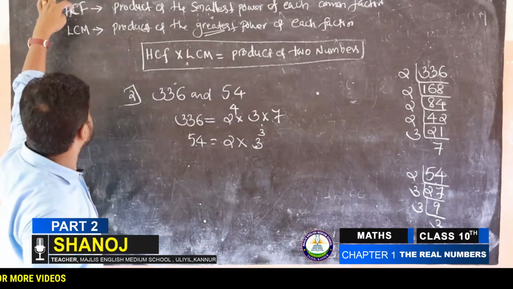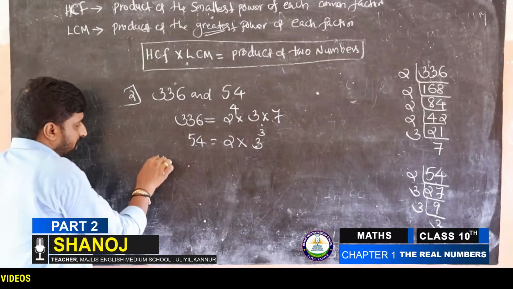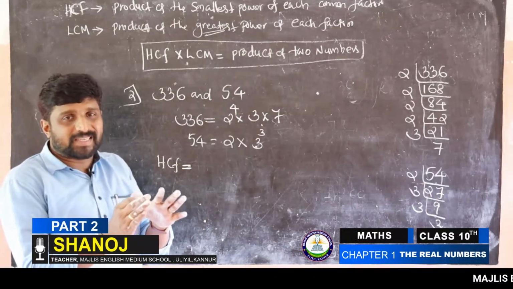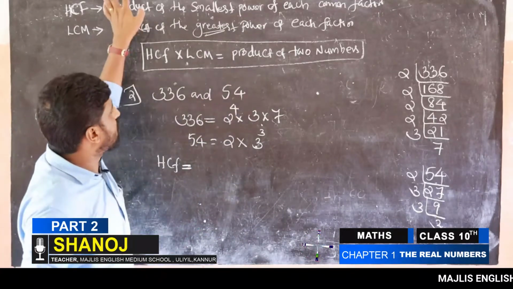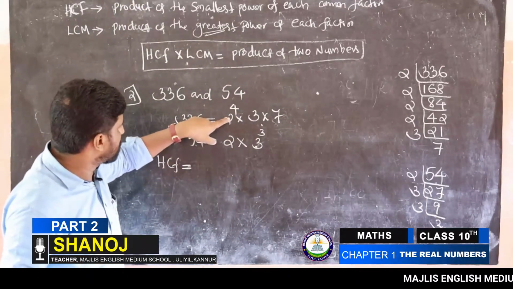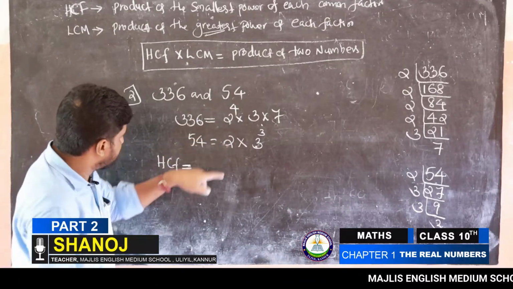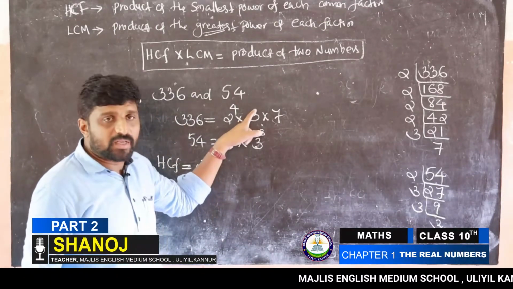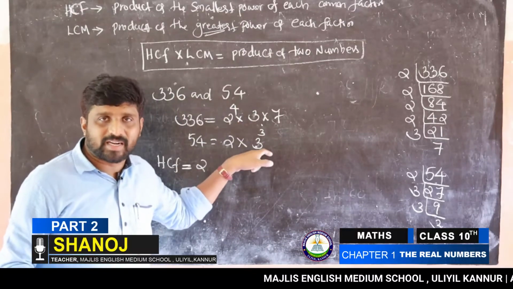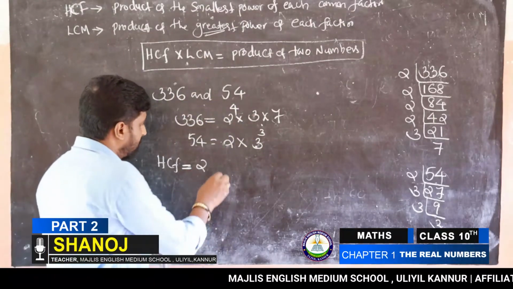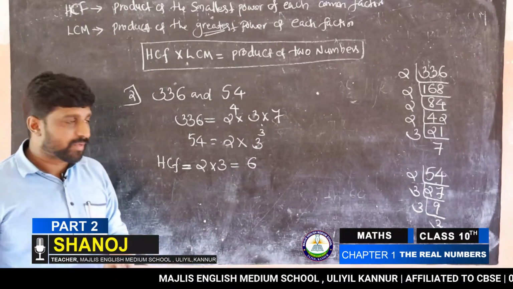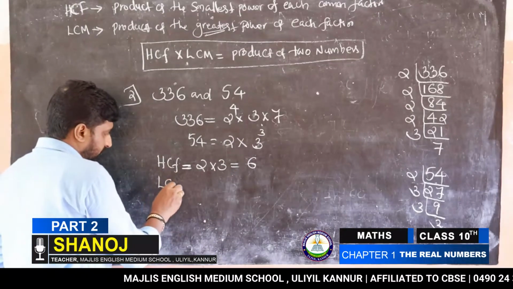Now we can find the HCF and LCM. First we find the HCF. HCF means the common factors with the least power. Here the common factor is 2 and here also 2. The least power is here, therefore 2. Here 3 cube and here 3. The least power is 3, one time here, 3 times there. The smallest. So 2 into 3, that is 6. Now the LCM.